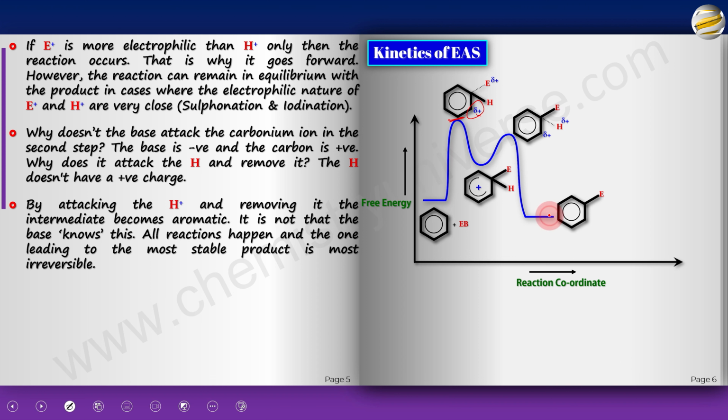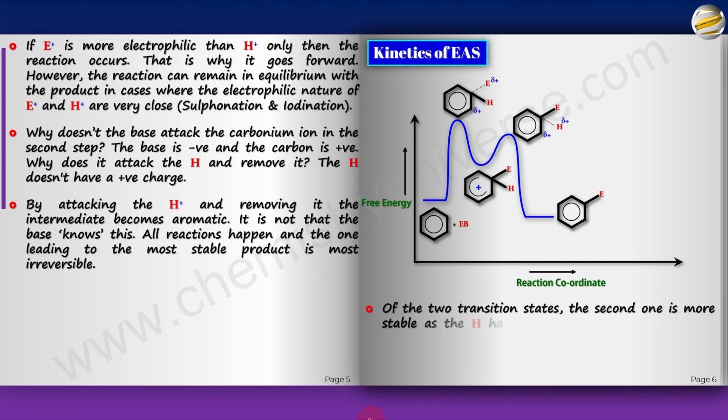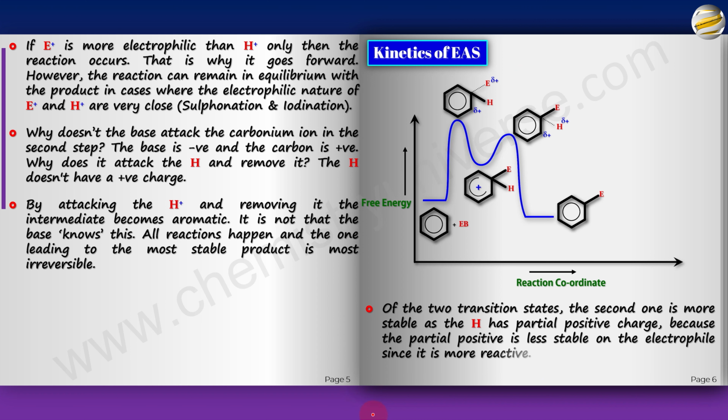And if you notice, this TS is higher than this TS simply because the plus on H is more stable than the plus on E, which is why E is a more reactive electrophile. The very reason this reaction is happening, remember, is because the electrophile is more reactive than H. And therefore, E delta plus will be less stable and more energetic than H delta plus. So of the two TS, the second one is more stable as the H has partial positive charge, because the partial positive is less stable on the electrophile since it is more reactive.